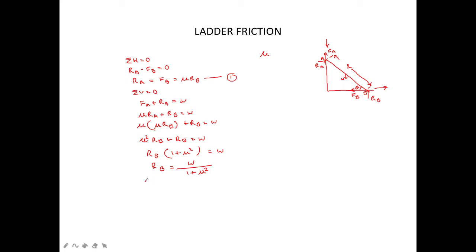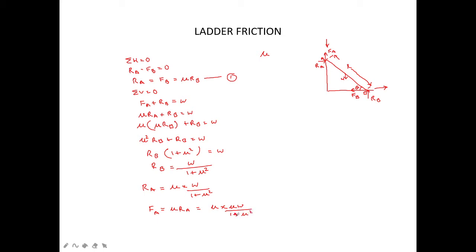Now, if you put the value of Rb in equation number 1, then Ra will be mu times W upon 1 plus mu square. So now from this we can easily find out Fa and Fb, these are the frictional forces at point A and B. Fa is mu into Ra, and we know the value of Ra. So this is mu into mu W upon 1 plus mu square.